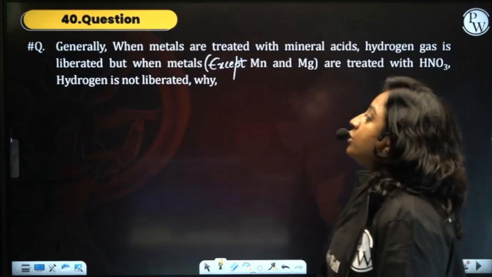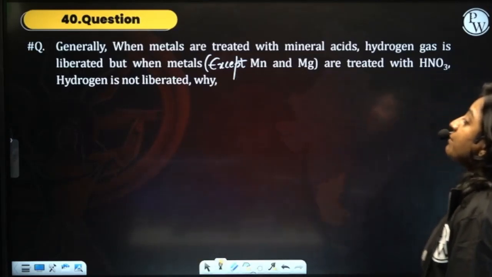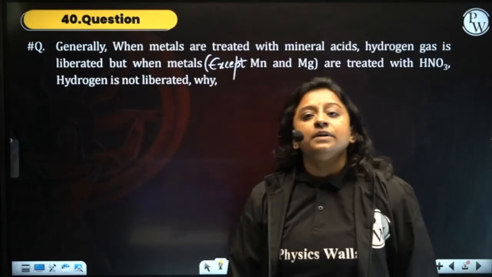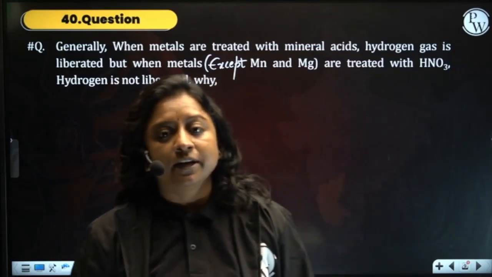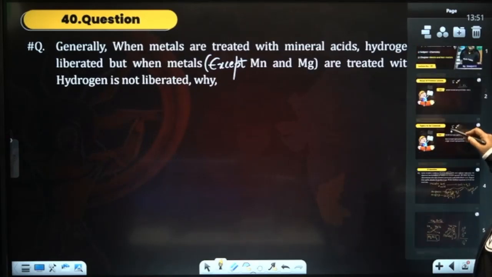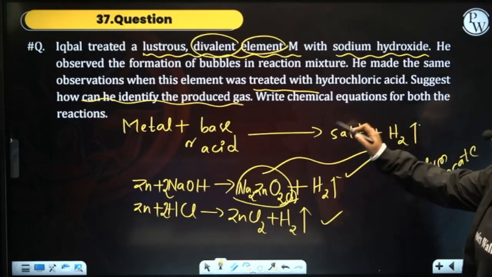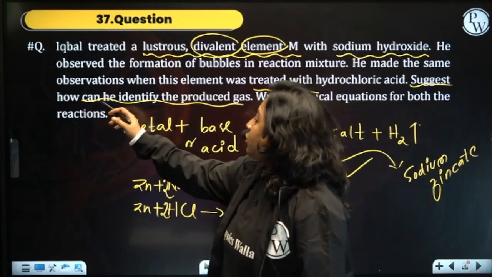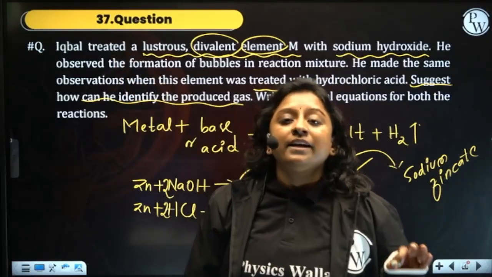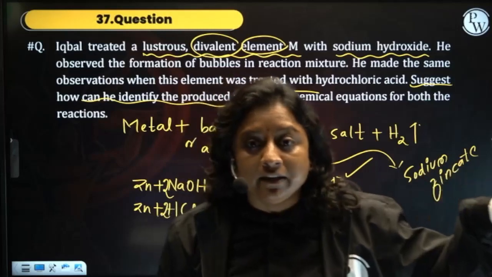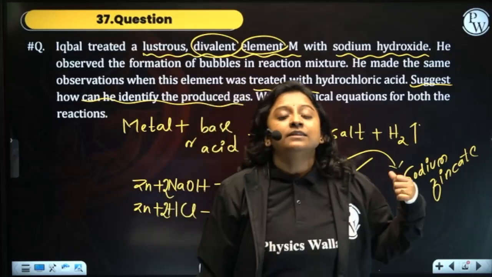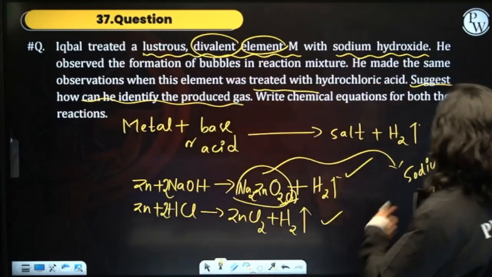Okay, 40th question. Generally, when metals are treated with mineral acids, hydrogen gas is liberated. You test it with a burning splinter. Even for this question, they ask how to test the gas. Suggest how we can identify the produced gas. You identify that gas by bringing a burning splinter. If the gas burns with a pop sound, you can confirm that the released gas is hydrogen gas.